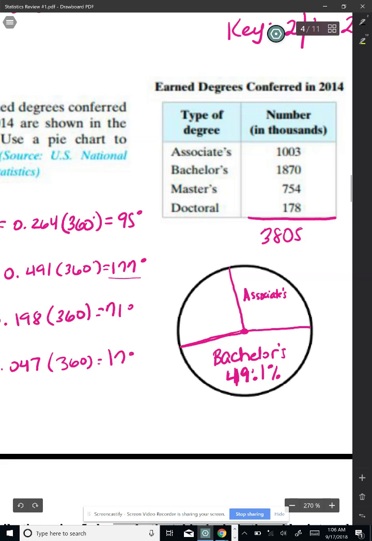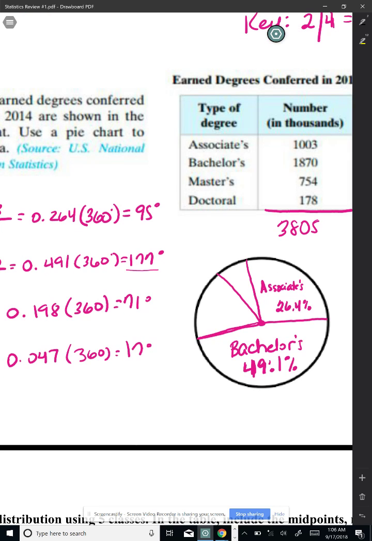And then that was 26.4 degrees. And then 71% would be, and you're just kind of estimating here. And of course, they will have some pictures already drawn for you. You're not going to have to create these yourself on the test, but you will need to on your paper.